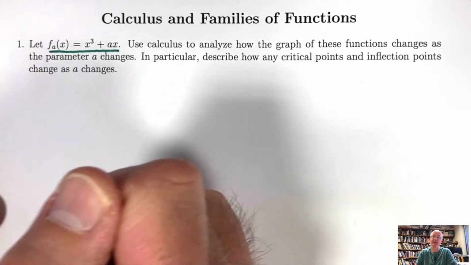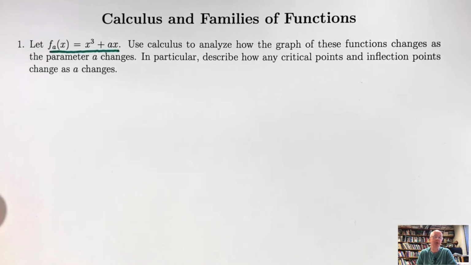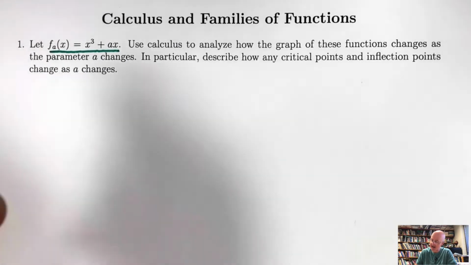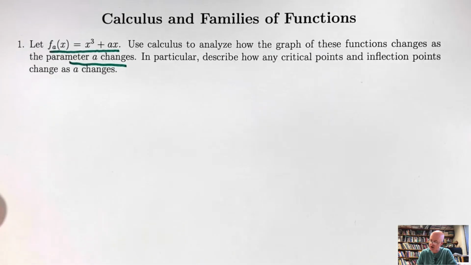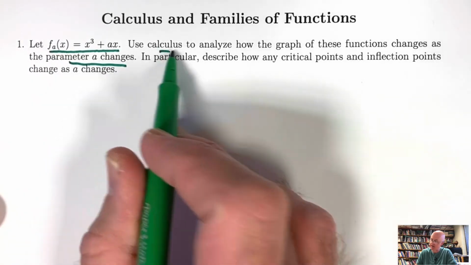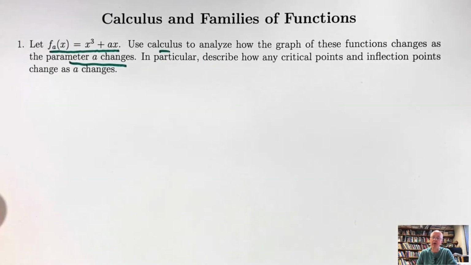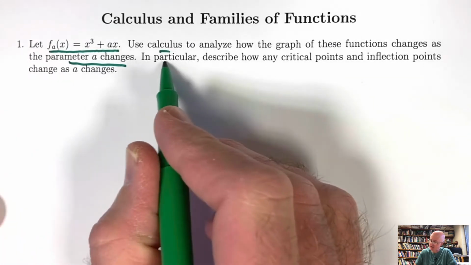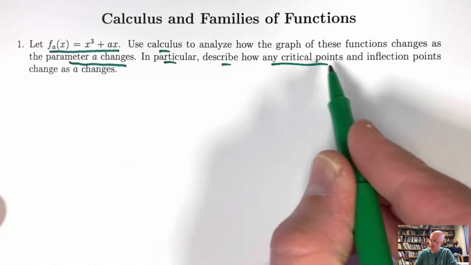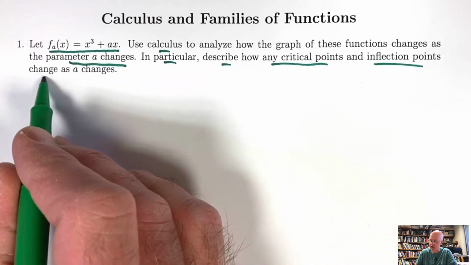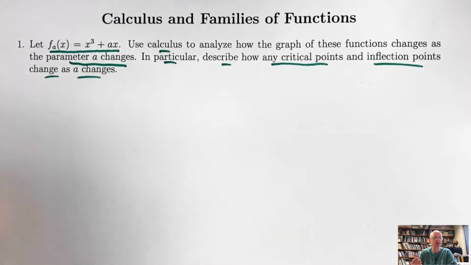I think about this function for constant values of a, but then what's most interesting is to ask what happens as the parameter a changes. We want to use calculus to analyze the graph and understand what happens as a changes. There's one function and one graph for each of the infinitely many possible values of a. In particular, we want to describe how any critical points and inflection points of the graph change as a changes and help us actually draw that. We'll also use Mathematica, technology, to help us visualize this.